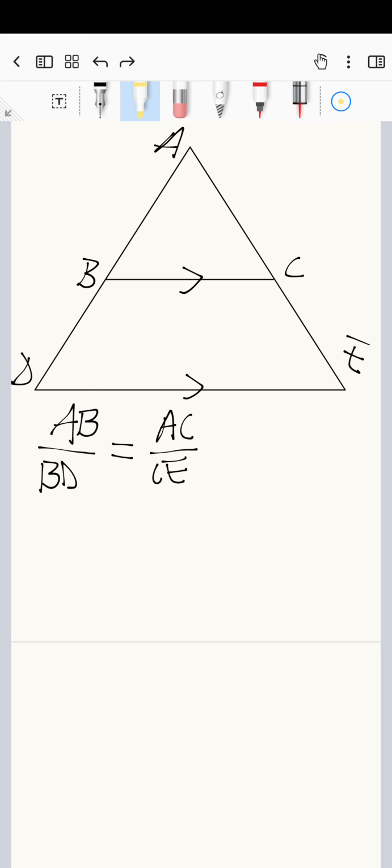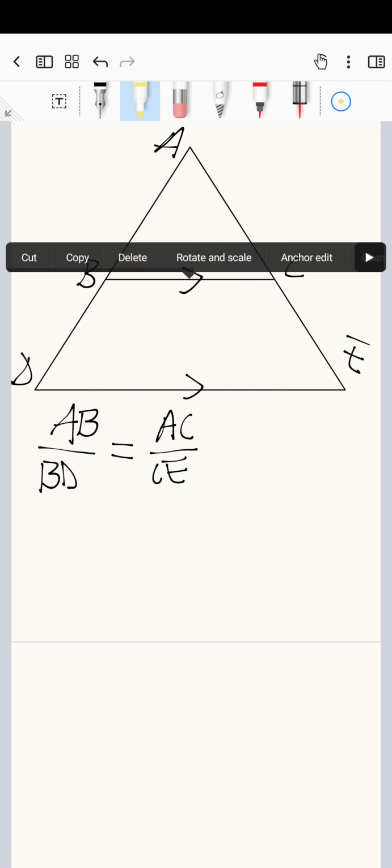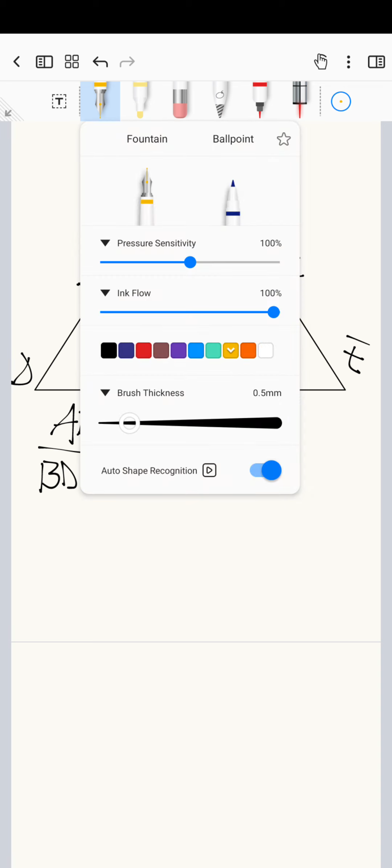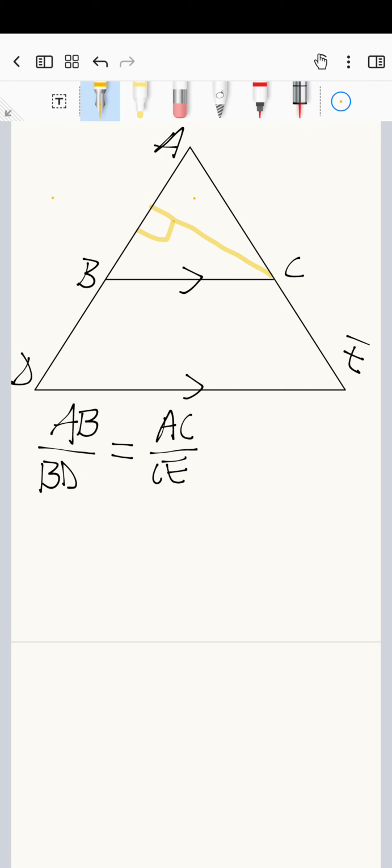The first thing we're going to do is draw in a construction. We are going to draw in a construction from point C to line AB. And that construction has to be perpendicular to line AB. And we can call it, let's call this line H. Okay, so that line is called H.